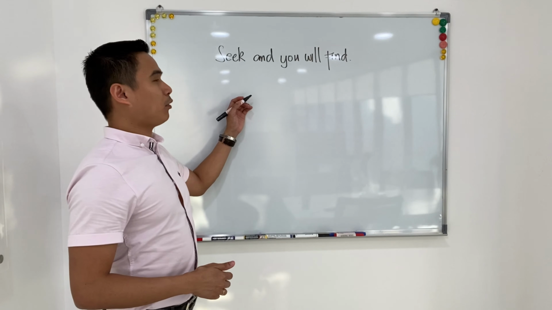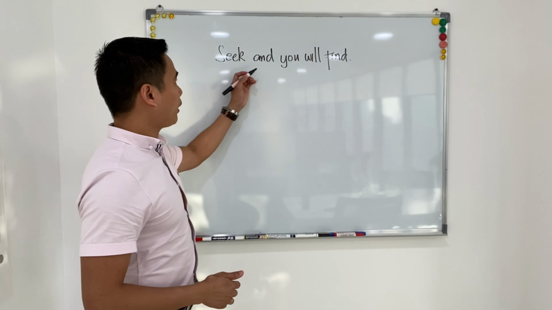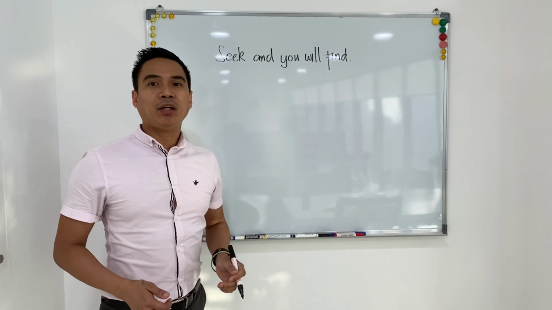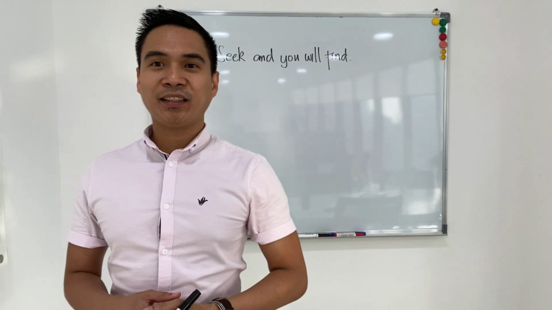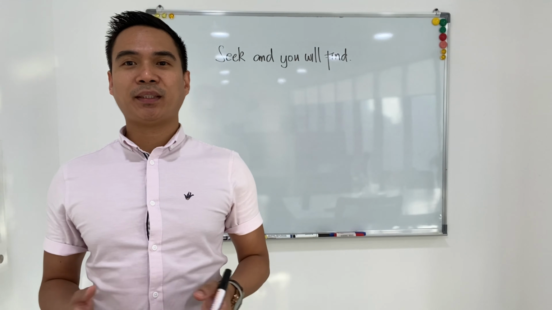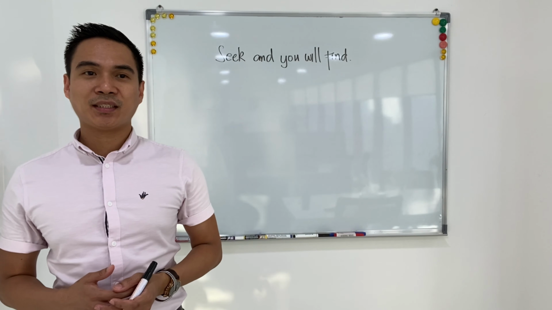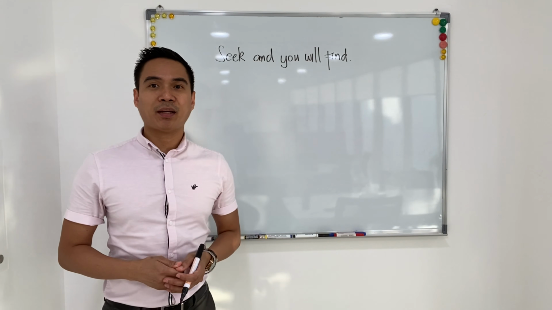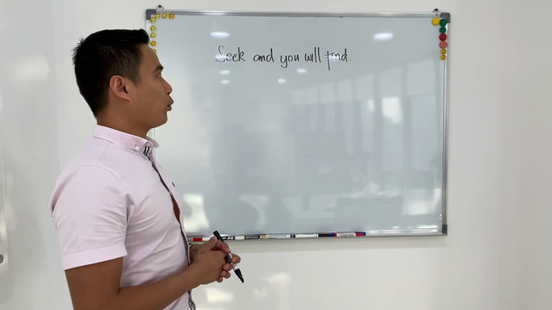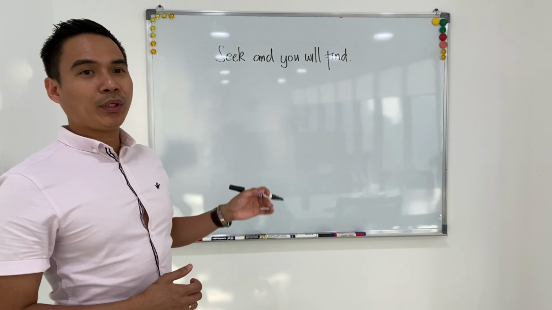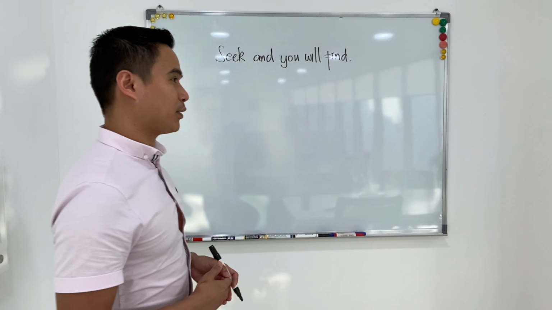Here is an example of a compound sentence. Seek and you will find. Now you have to pay attention because this sentence is a little bit tricky. It's kind of short, but it is a compound sentence based on the definition as mentioned earlier. So we have at least two independent clauses in this sentence.